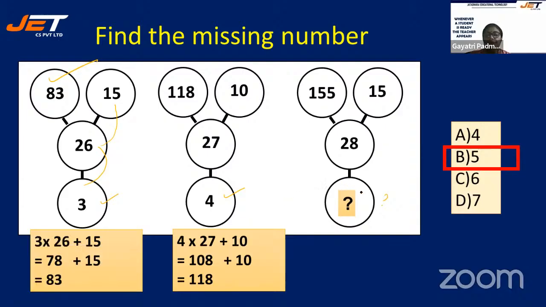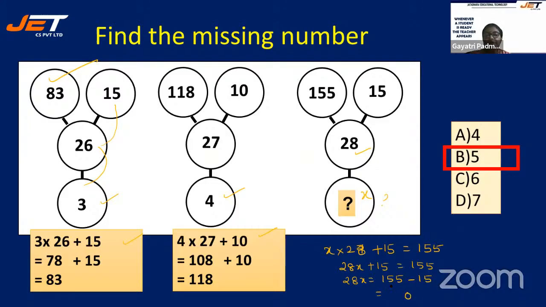So this we don't know. We'll assume this to be x. How is it done here? Same method you follow. X into 28, because 28 is given here. X into 28 plus 15 should give us 155. Which is 28x plus 15 is equal to 155. So let's find out what is 28x. 155 minus 15.